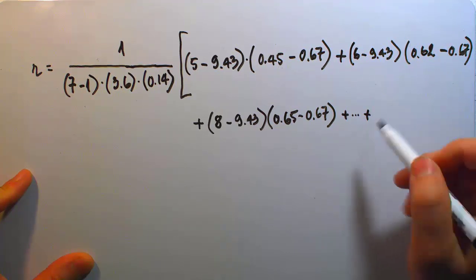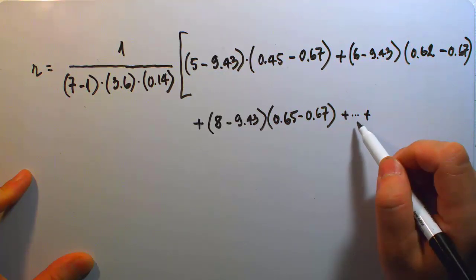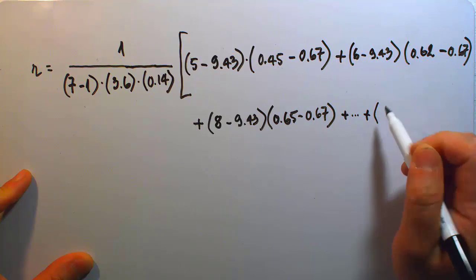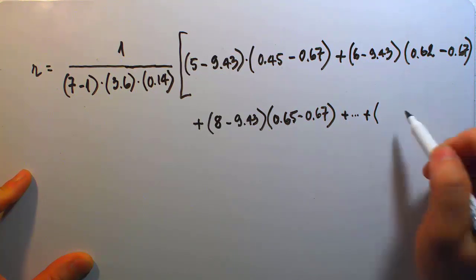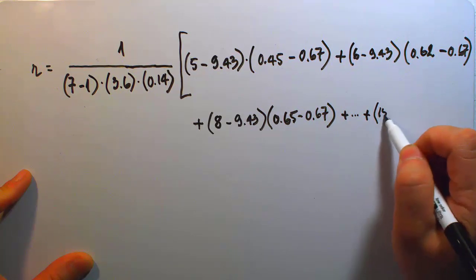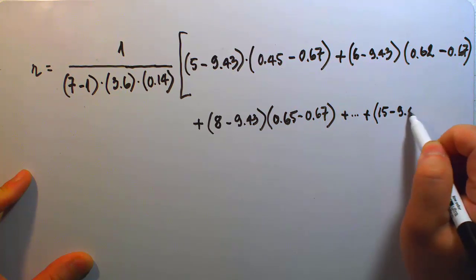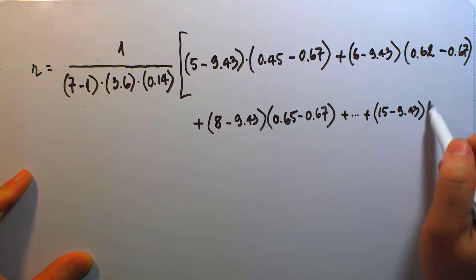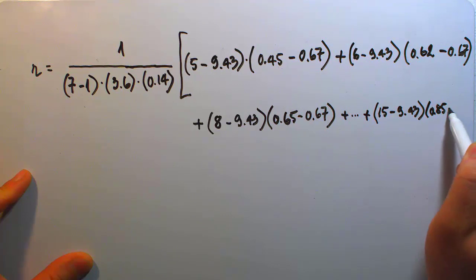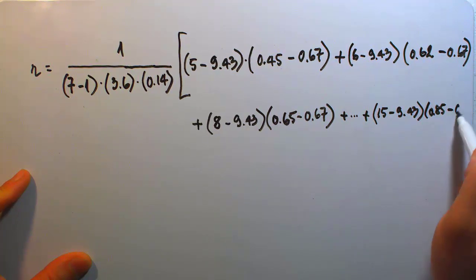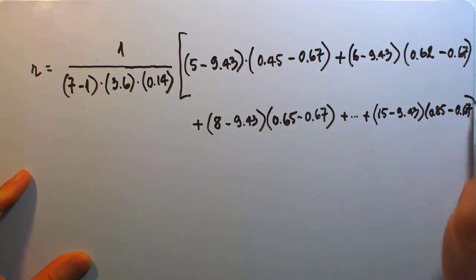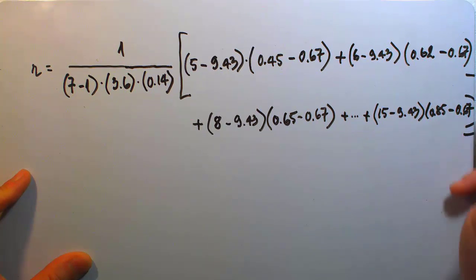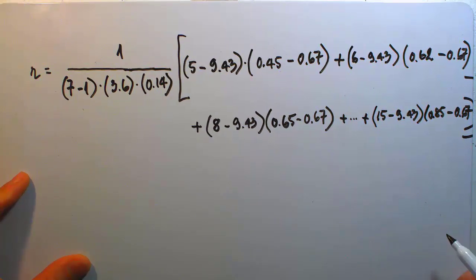So I'm going to continue doing that. That's what the dots here represent, and I'm going to continue until the end of my list. My last data value on the x list was 15. I'm subtracting 9.43, and the y value there was 0.85. I'm subtracting 0.67. Okay, and then here I'm closing my brackets, and so that completes my formula.